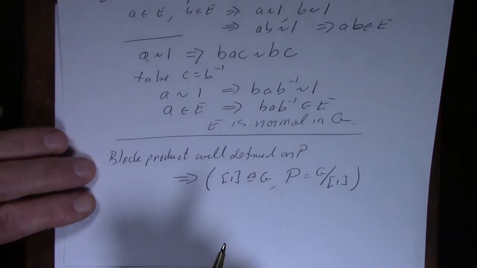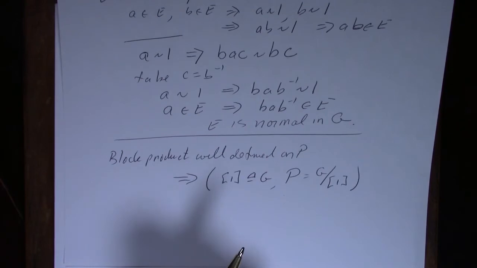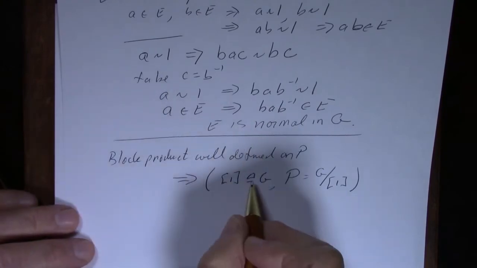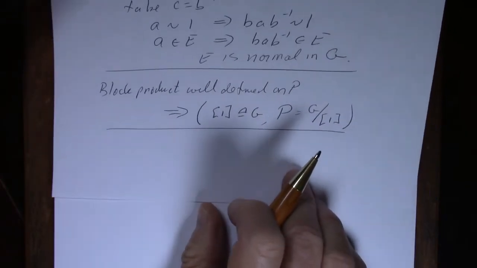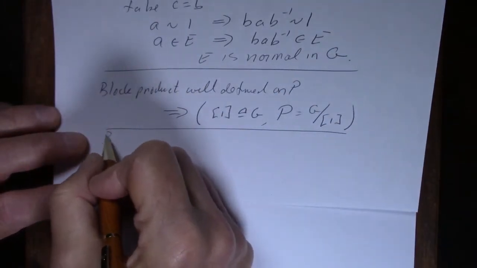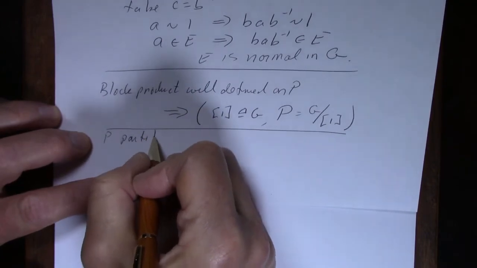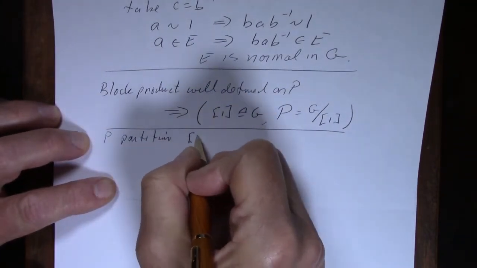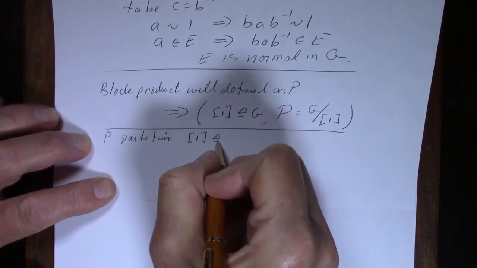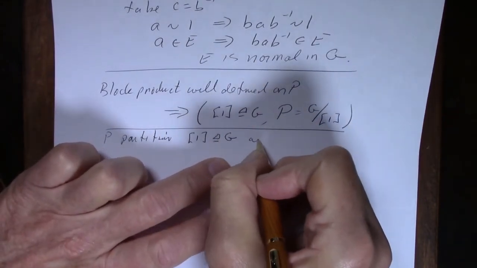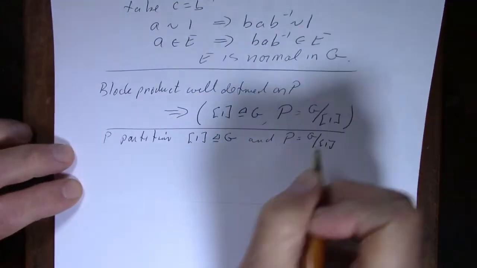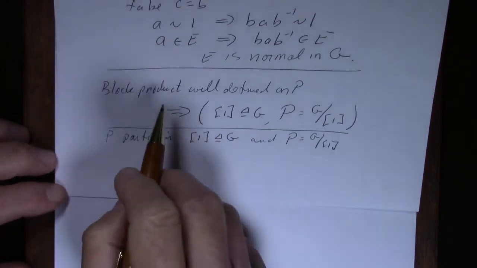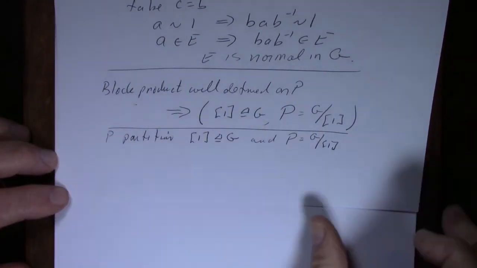So that's big progress. But the converse also holds. Suppose that, let me start on a new page. Well, let's work here some more. Suppose that we start with a partition and that the special block we know is a normal subgroup of G, and that the blocks of the partition are in fact cosets. Can we show that the block product is well defined?